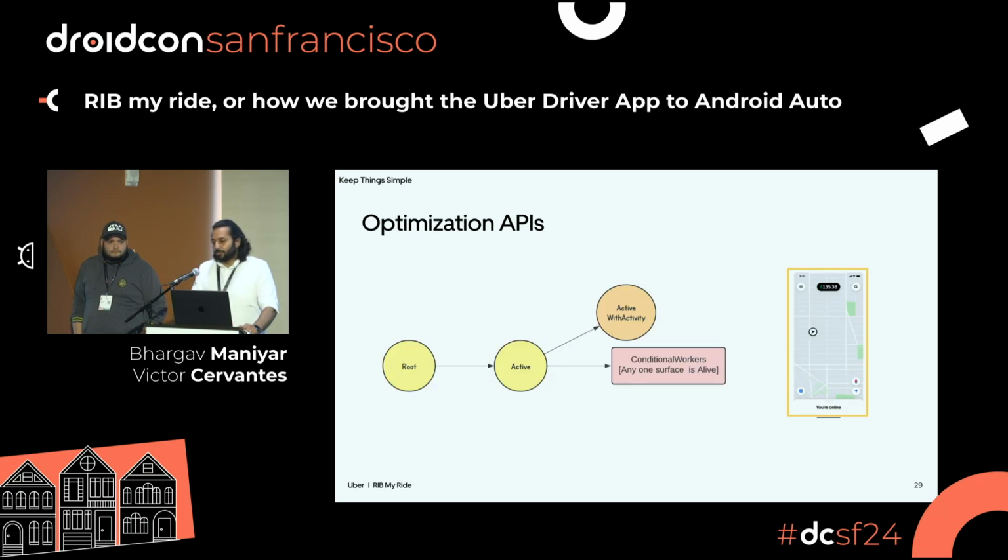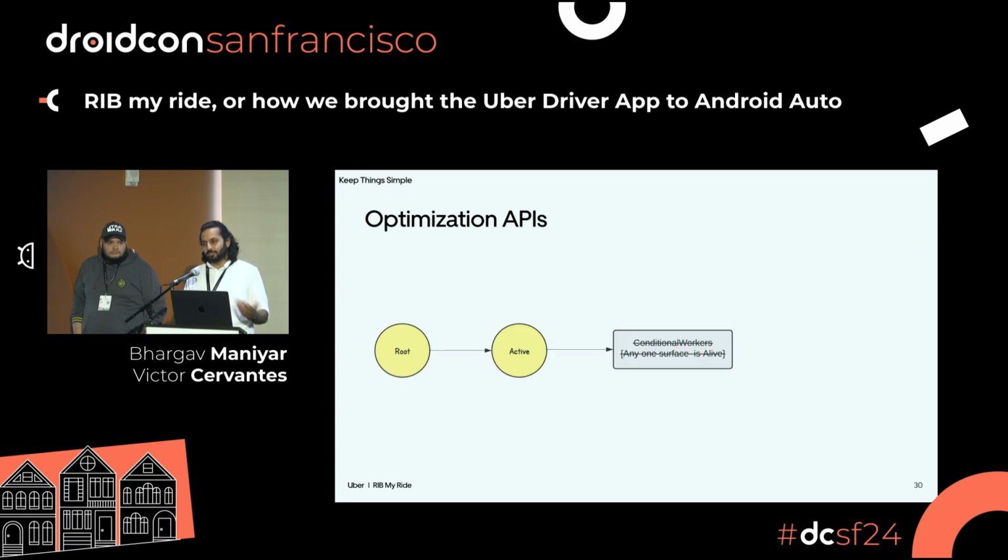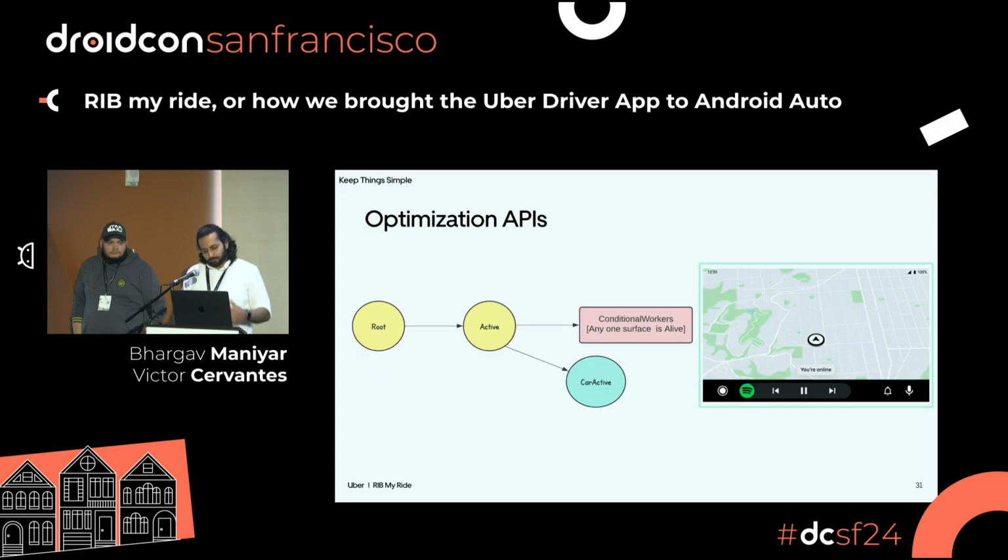So here's the example where we want to run some workers when a surface is alive. Right now you see the activity is alive, so the conditional workers are running and doing their own thing. As soon as it goes off, the workers will stop. And when they connect to Android Auto, the workers will start resuming. So here we are not doing any extra processing when it is not needed.